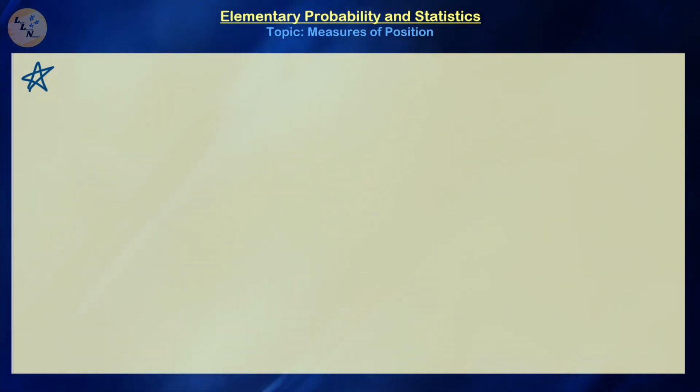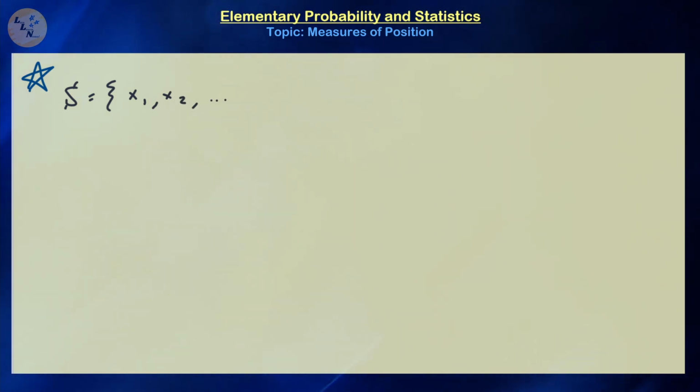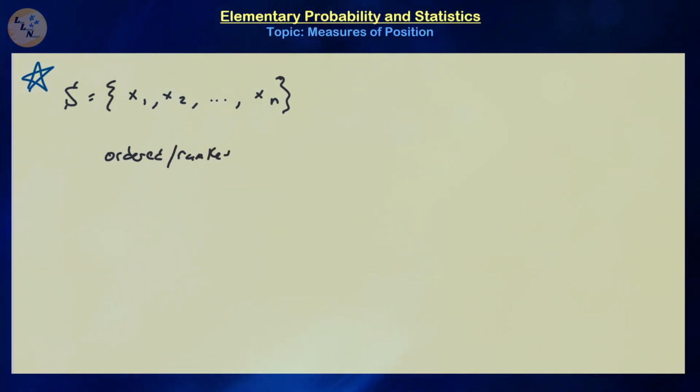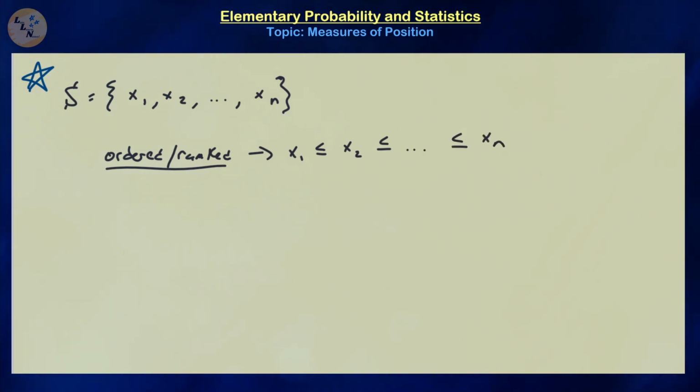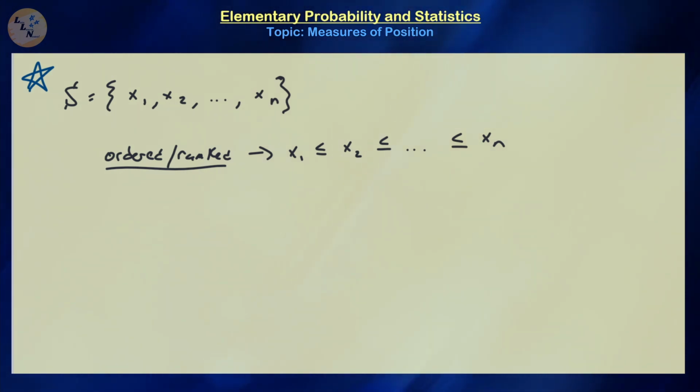So let's start off with a general set. Let's call this set S, and let's call its elements x1, x2, all the way out to xn. And let's assume that this set is ordered. Some people will also say that this set is ranked. And when we say that the set is ranked, this means that x1 is less than or equal to x2 is less than or equal to all the way down to the last element xn. So we call x1 the minimal element of S and xn the maximal element of S, assuming that these elements are listed from least to greatest.